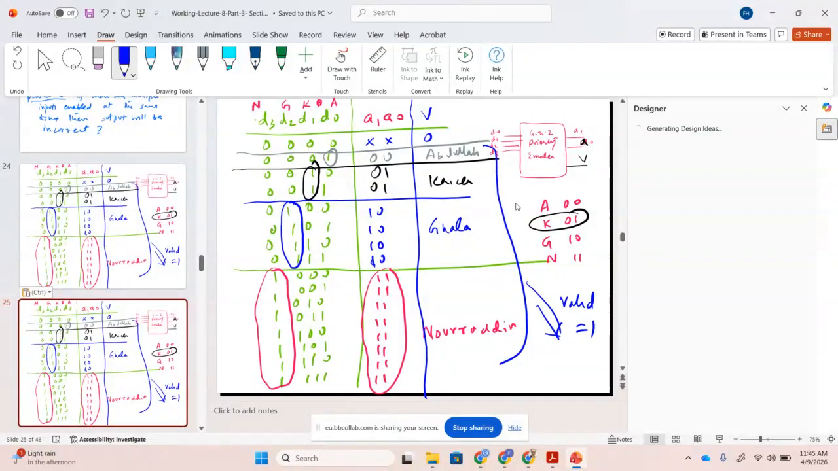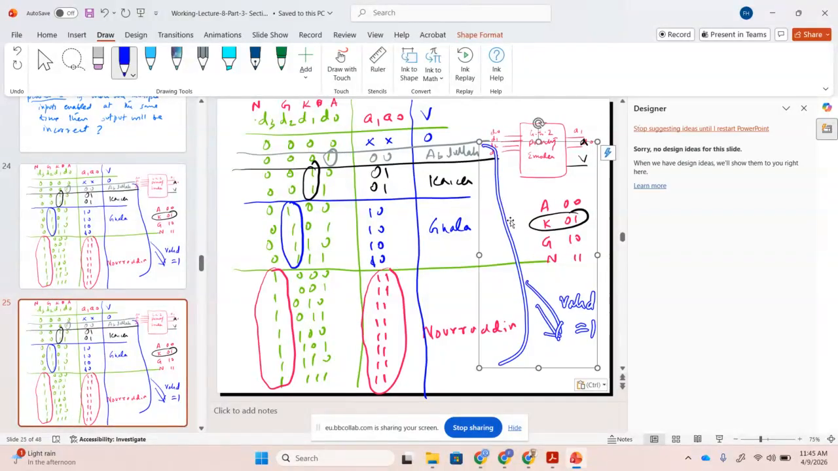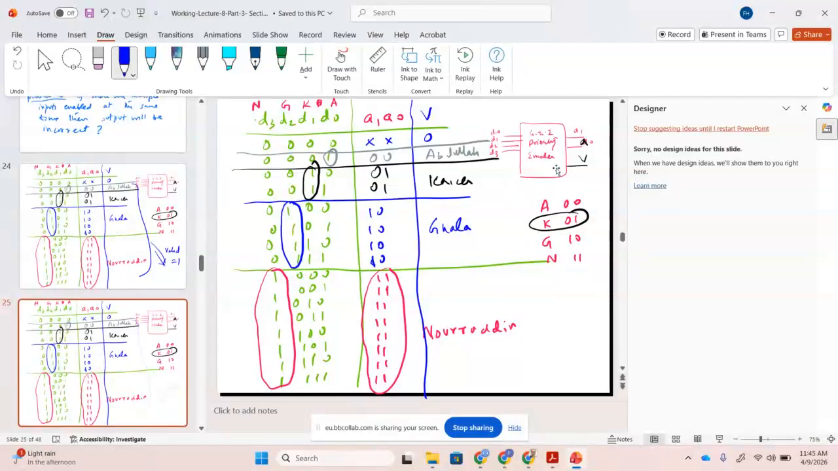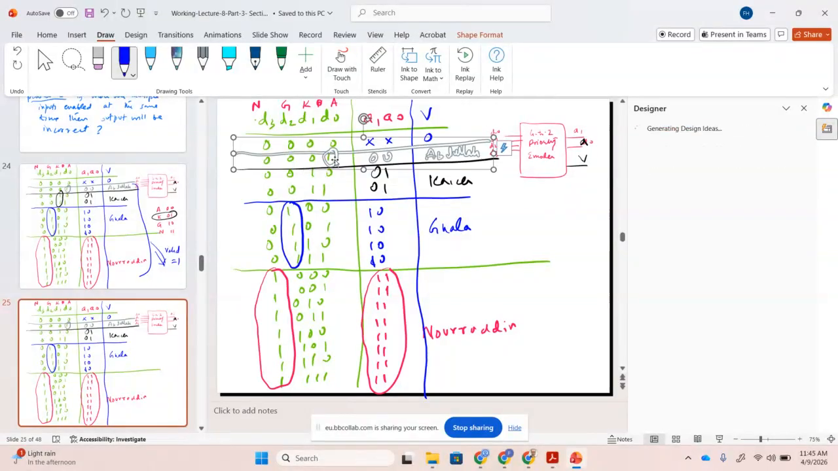Got it or not got it? So now what I'm going to do is rub this off. Got it or not got it? I'm now using it here, and I will explain it. No problem. I'm here.